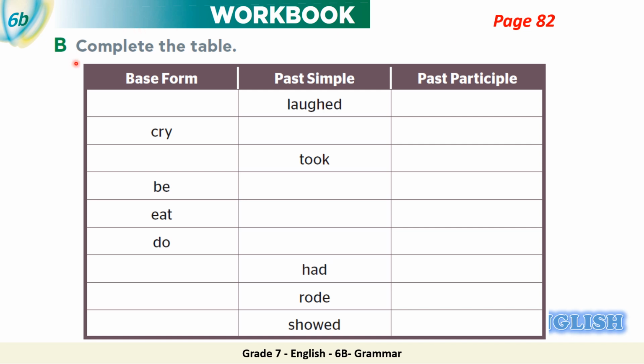Exercise B. Complete the table. We have the base form, past simple, and past participle. You can pause the video, check the irregular list page at the end of the student book, then come back and check your answers. Welcome back. Let's check the answers.